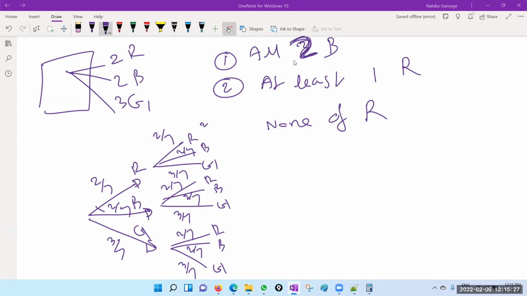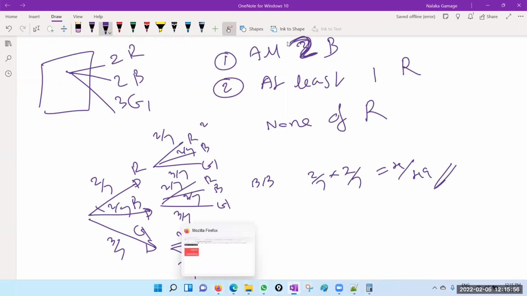Right, so all 2 balls are blue. So that is 2 by 7 into 2 by 7, because that is blue situation. Probability of getting the first one blue is 2 by 7. Probability of second one being blue is again 2 by 7. So therefore 4 by 49. So probability of getting both blue is 4 by 49. Okay, I hope you did it for 2 balls, not 3 balls. I made a small mistake actually. Yes, you did it for 2 balls, correct. 4 by 49.